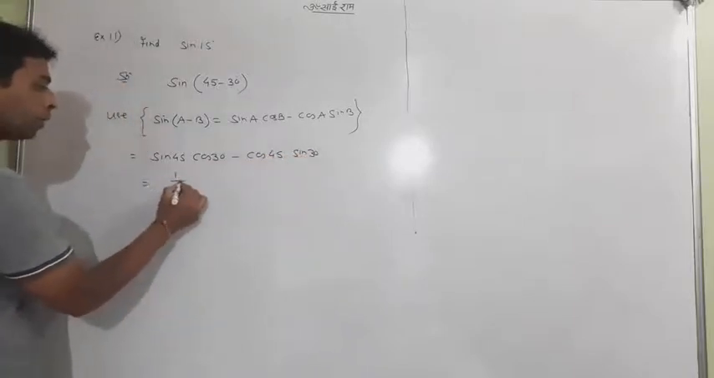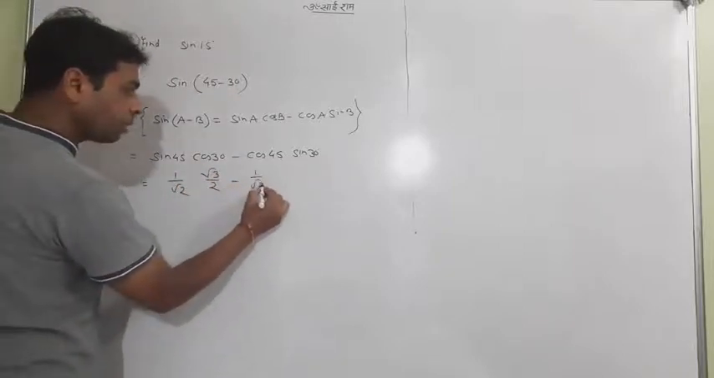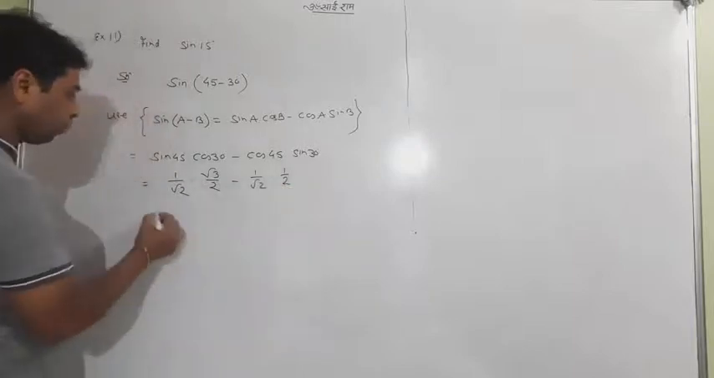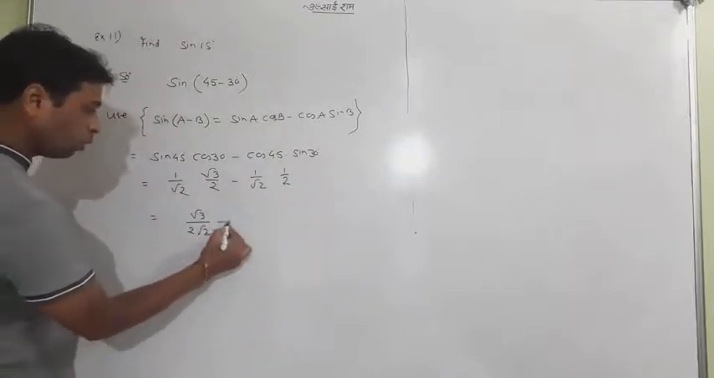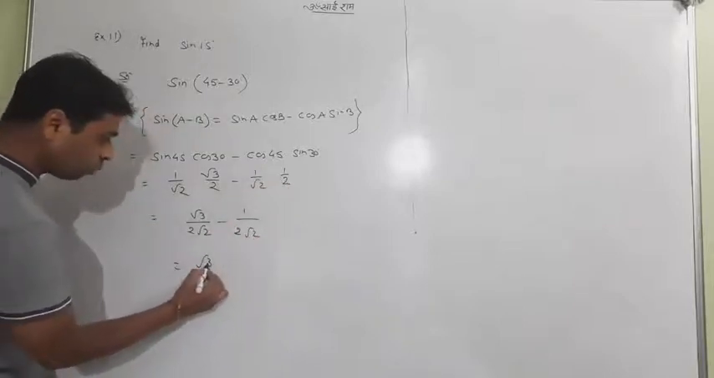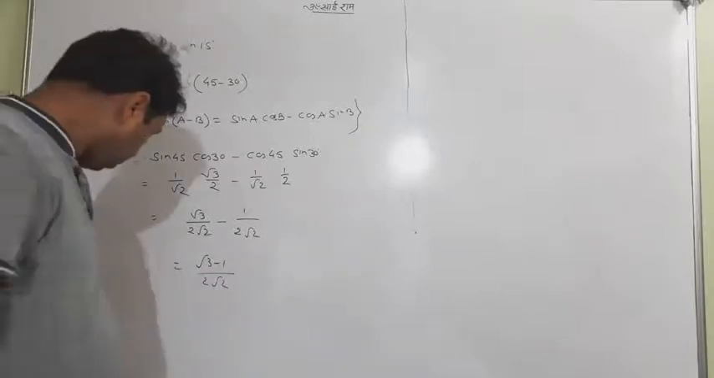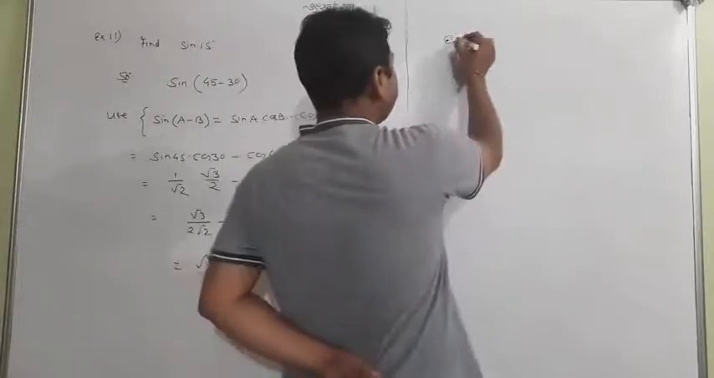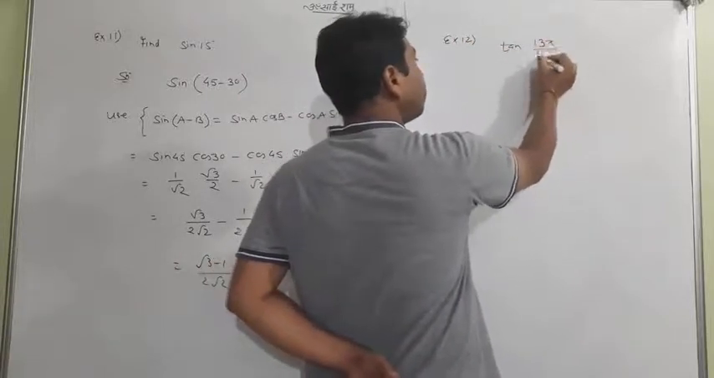Sine 45 is 1 by root 2, cos 30 is root 3 by 2, cos 45 is this one, and sine 30 is 1 by 2. 1 into root 3 is root 3 upon 2 root 2, and 1 into 1 is 1 upon 2 root 2. And taking the LCM, students, you will get your answer. This is the answer.